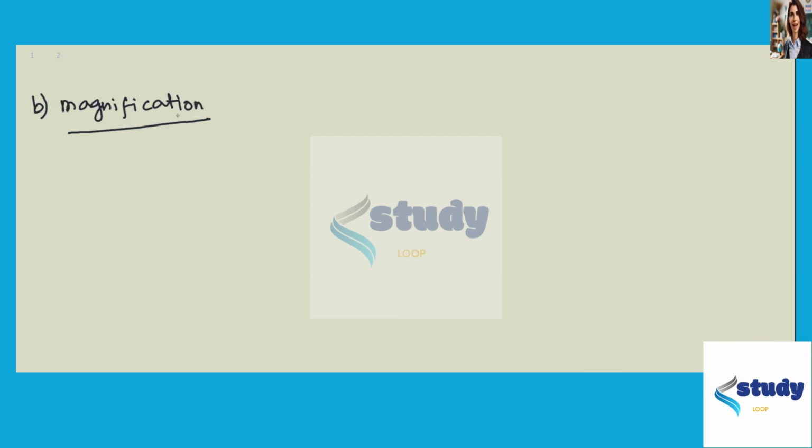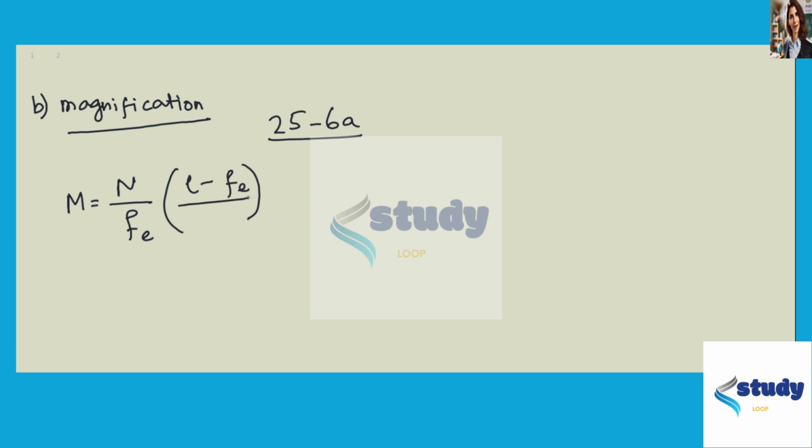Next, we need to find the total magnification. For this, we can directly use equation 25.6a, which gives us a relation between the focal length of the eyepiece and the object distance. So this will be using this equation: L minus Fe divided by d0. Right, so n is the standard value, so that's 25 centimeters.